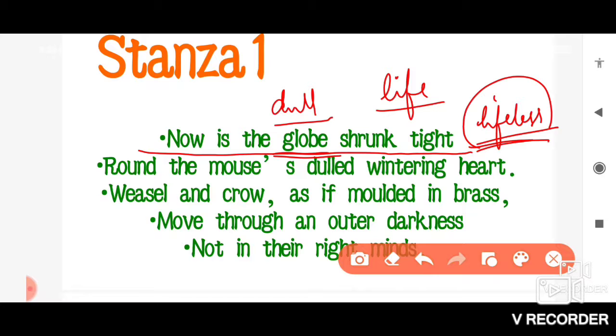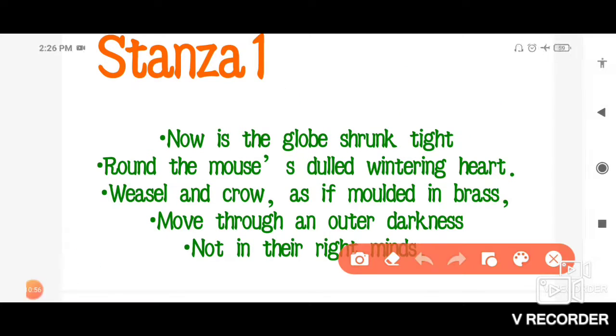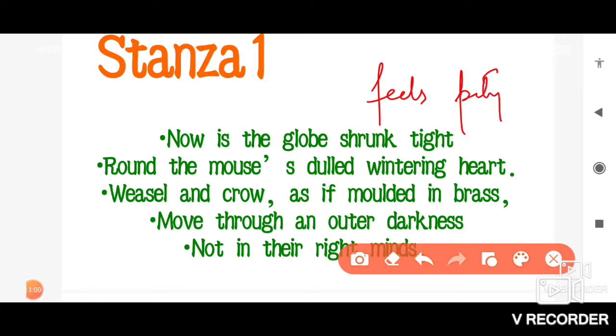Then the poet gives examples of different creatures. Round the mouse's dull wintering heart. So what happens to this poor mouse? Poet feels pity. Poet feels pity at a mouse for its plight, for the toughness, for the kind of life it has to live because of the winter season.